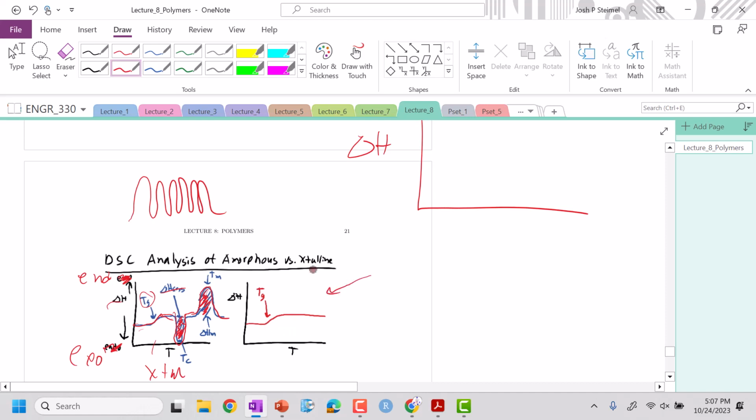Now, if I'm a fully amorphous polymer here, I'm going to go through this glass transition temperature, but that's it. There's no melting because I am not a crystalline material. So that's kind of the key idea here.